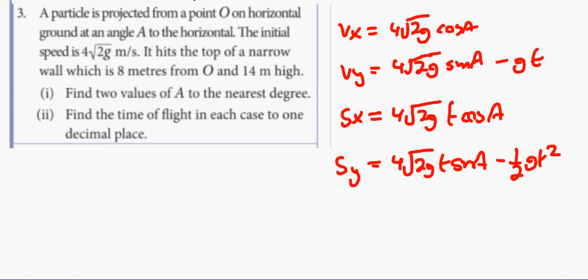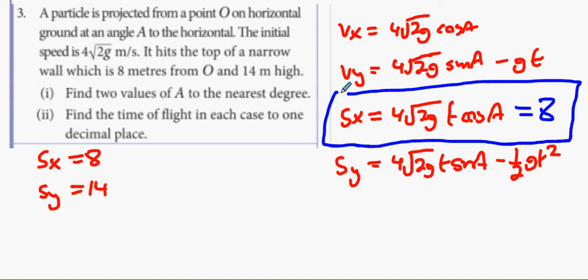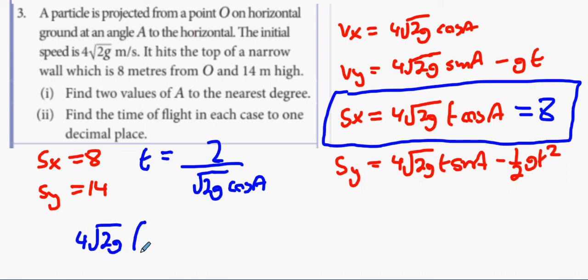Now, it's the top of a narrow wall, so at the same time where Sx equals 8, Sy has to equal 14. So you're better off putting Sx equal to 8 and finding the t value there. This means the t value will be 8 over 4 root 2g cos A, and 8 over 4 is 2. Again, 2 over root 2g cos alpha. Substitute that into the y equation.